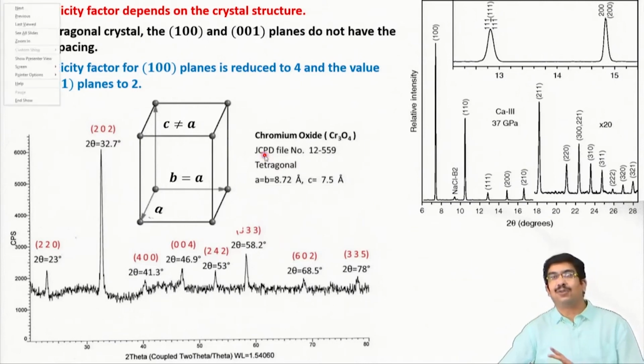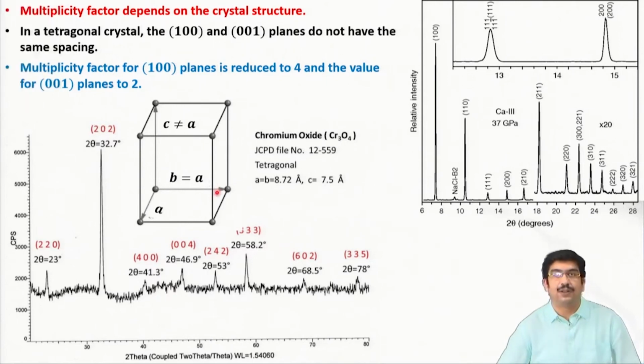So here I have to consider this as a different case from simple cubic, and consider them separately. If you look at this diffraction pattern here, you will see that we are getting 220 and 202. Both of them are from the 220 family of planes, but they are counted as two separate planes here.